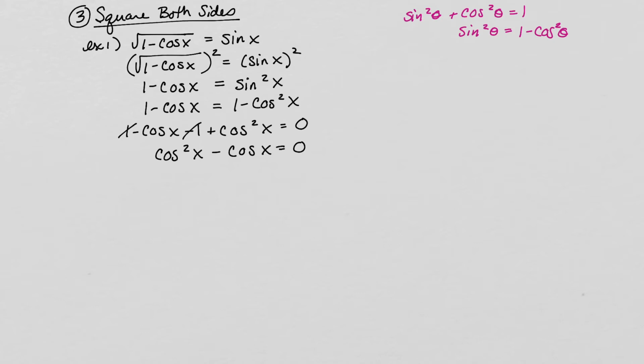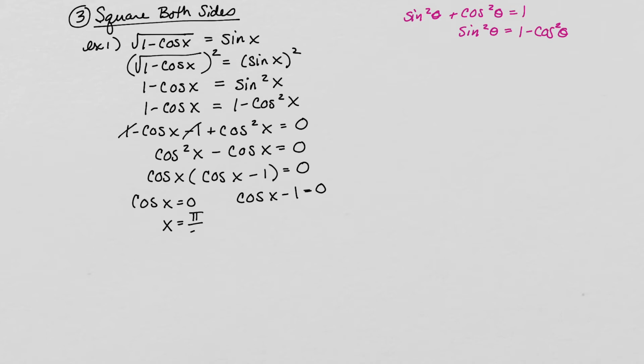So just like before, we're going to factor out a cosine. So cosine x times cosine x minus 1. And I've got two pieces, and I'm just going to set each piece equal to 0. So the cosine of x is equal to 0, or the cosine of x minus 1 equals 0. So cosine x equals 0. When is the cosine equal to 0 between 0 and 2 pi? Okay, pi over 2 and 3 pi over 2.